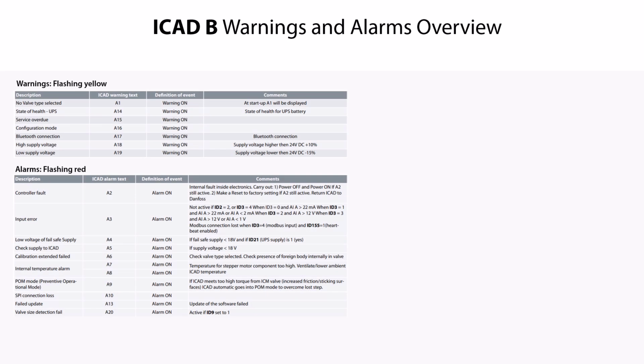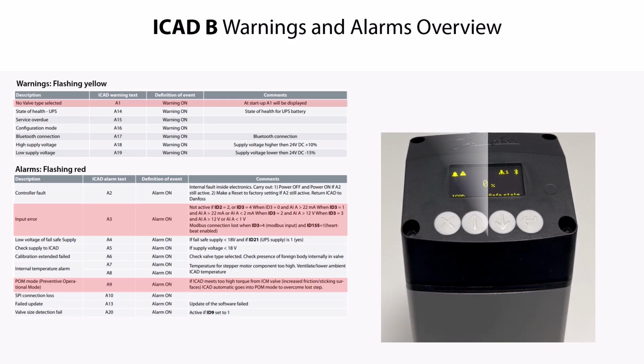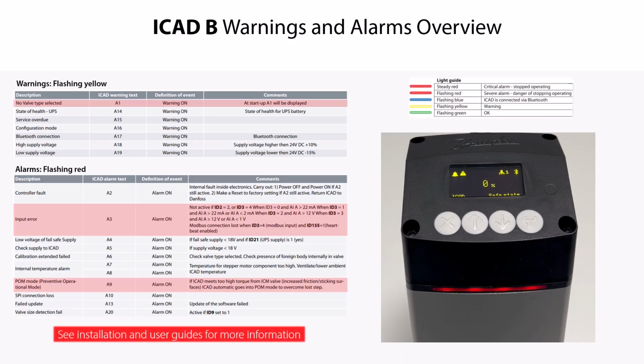Here you see an overview of the ICAD B warnings and alarms. This overview is taken from the ICAD B user guide. In this video we focus on the most common alarms, which are A1, A3 and A9, as indicated here. These alarms can be identified in the ICAD B display, and as seen, the alarms are visually supported by a flashing red status light. You can see the status light guide specified here, and you can check the installation and user guides for more details about the ICAD B status light.